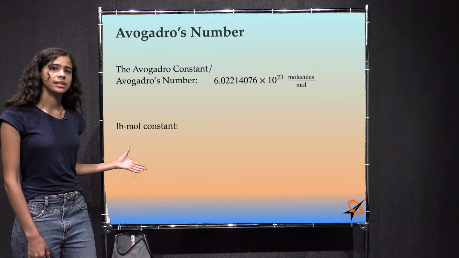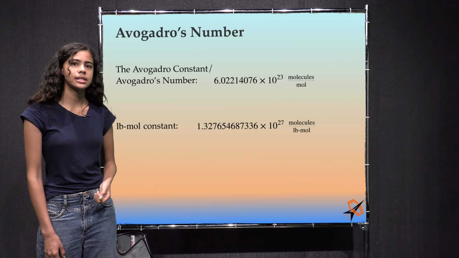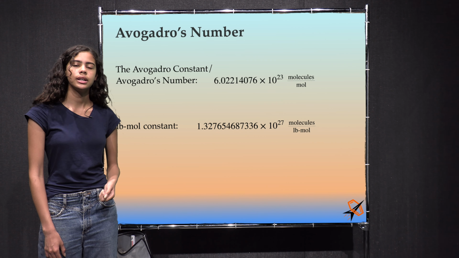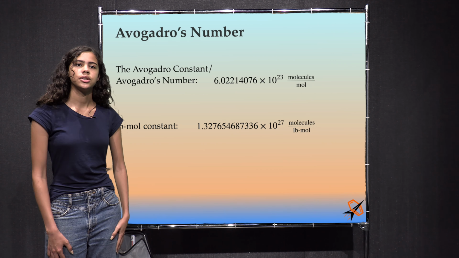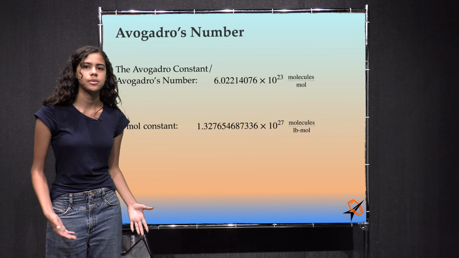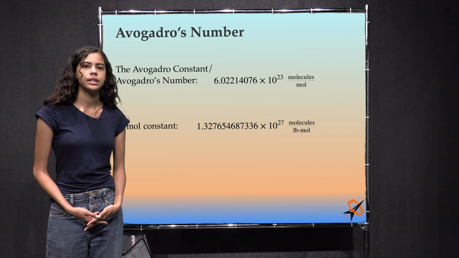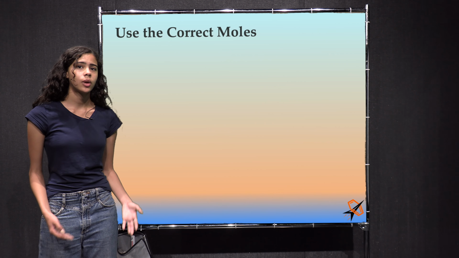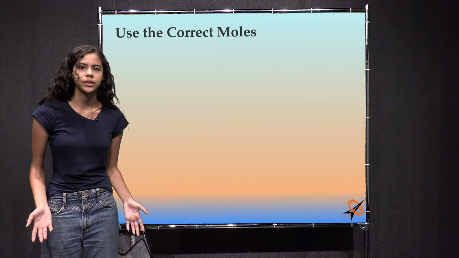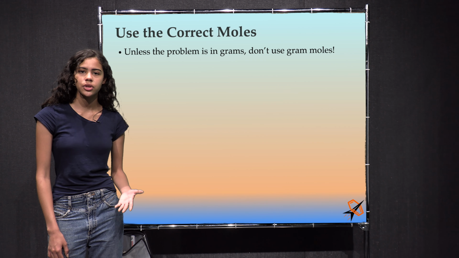For pounds mass, the exact number is 1.32765468733603 times 10 to the 27th per pound mole, which is calculated using the conversion from grams to pounds mass on the NIST website of 453.5924 grams per pound mass. It is possible but unwise to use the gram mole in all of your calculations. With it, you're more likely to make an error from the extra conversions.